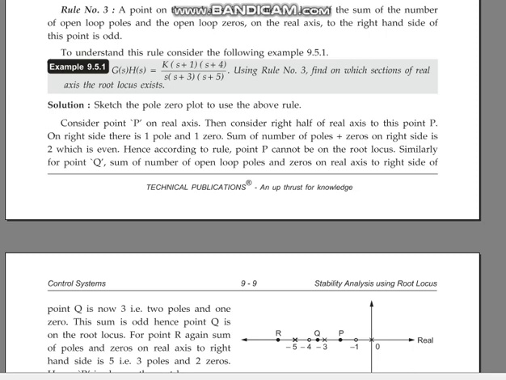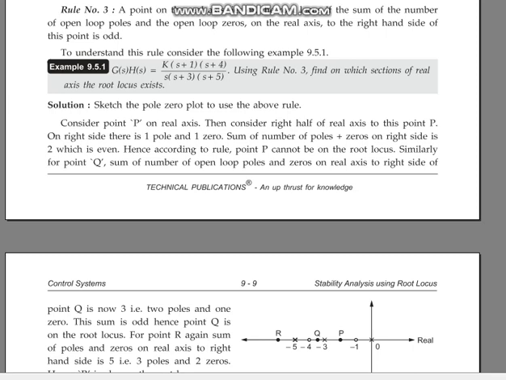In this rule number 3, we are analyzing how many root locus branches there are, and how to identify the root locus branches. Out of n number of branches, how many are root locus branches? We can identify that by using rule number 3. I will explain with an example.